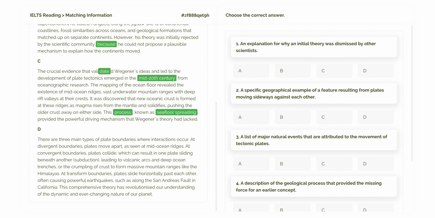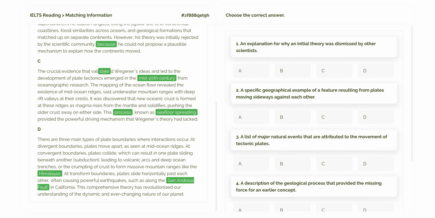Paragraph D. This paragraph classifies information. Its function is to describe the three different types of plate boundaries. The gist is that it explains what happens when plates move apart, collide, or slide past each other, giving examples for each. We should flag the list of types: divergent, convergent, transform, and the specific geographical examples, such as the Himalayas and the San Andreas Fault.